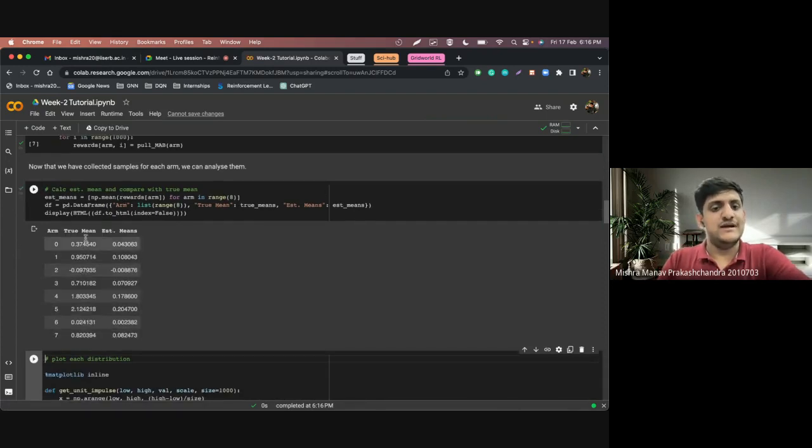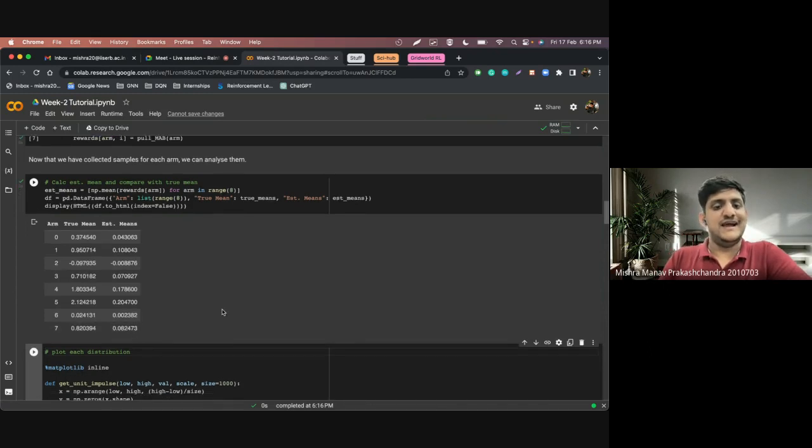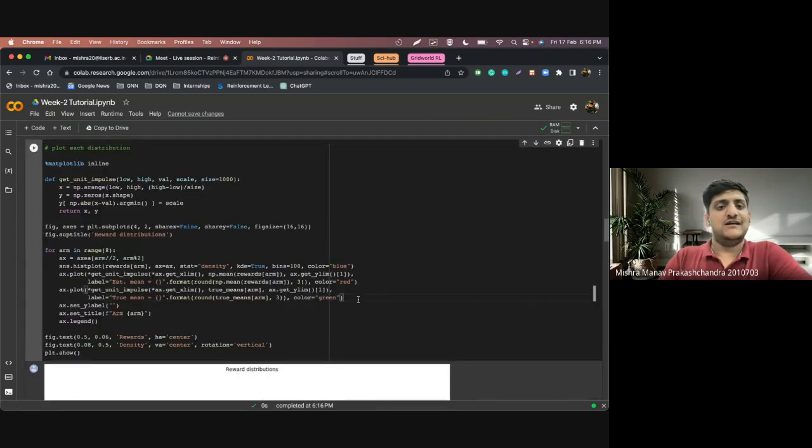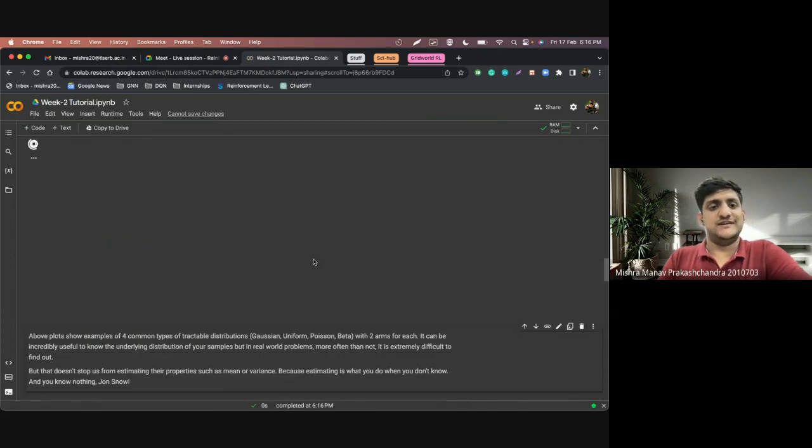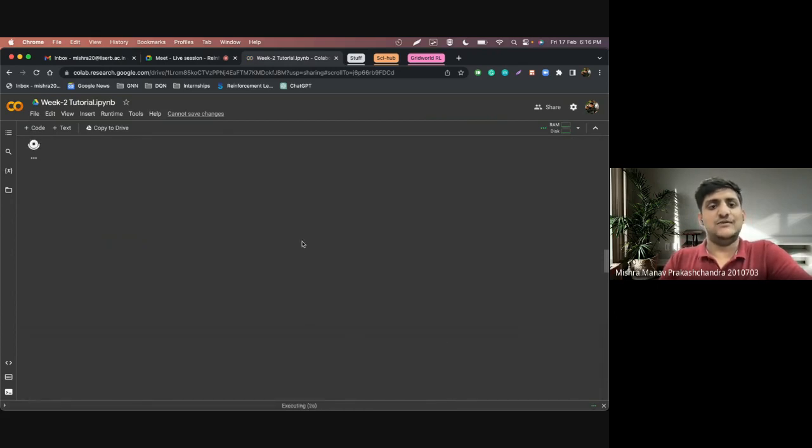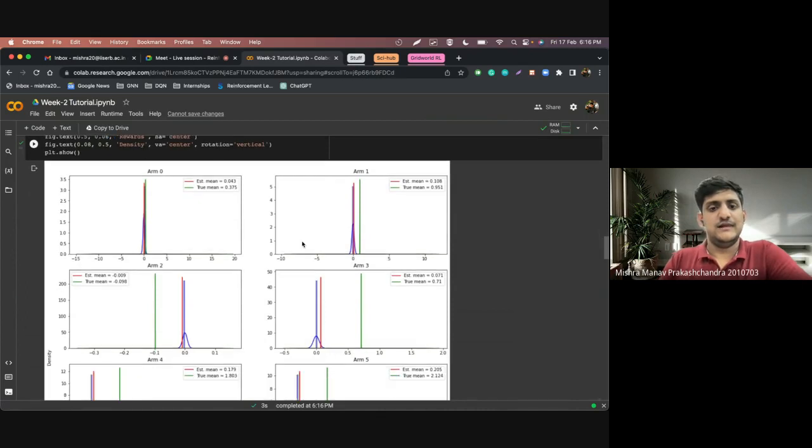This is the actual true mean for all the arms, and this is the estimated mean. And if I want to plot it, this is a cell for plotting each of these arms. So this is how it looks visually. This is the two Gaussian distribution. The red line indicates the estimated mean, and the green line tells me the true mean. So more number of arm pulls means that I'm closer and closer to the true mean.